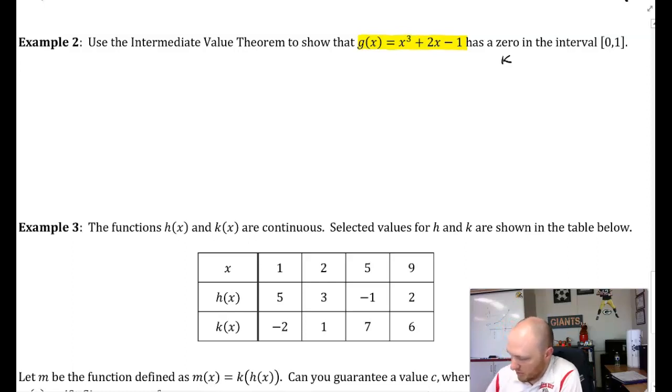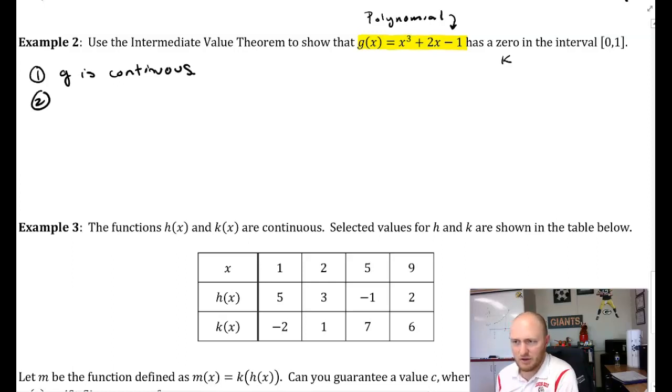So we're going to go ahead and check our conditions. So condition number 1, I have to show that the function is continuous. Well, again, here g is a polynomial. G is continuous. Polynomials are continuous everywhere. So we can say g is continuous. Number 2, now I need to go ahead and check the y values. So what is g of 0? Okay, when I plug in 0 cubed plus 2 times 0, well, that's 0. Minus 1, we get -1.